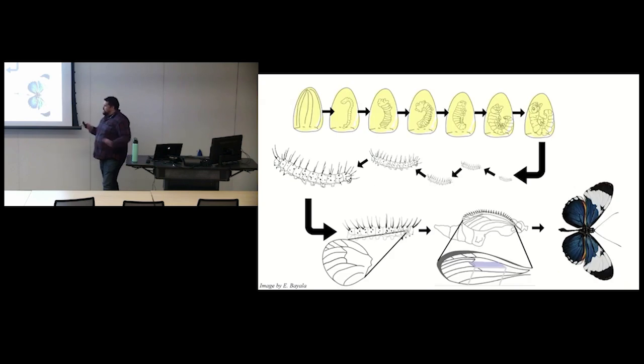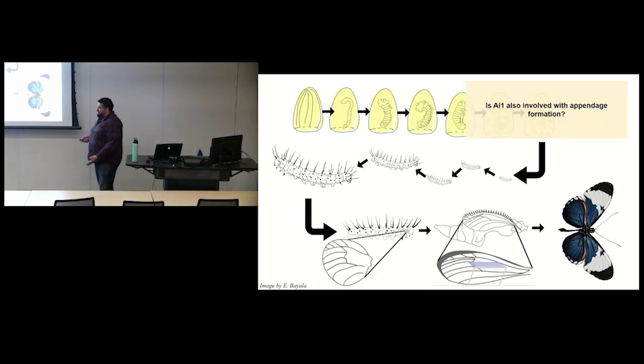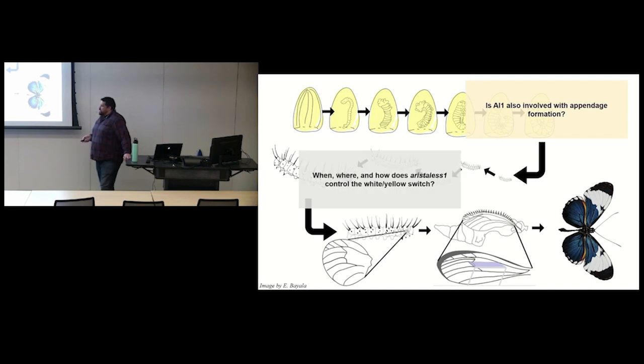I now wanted to put forward specific questions that I'm going to try to answer. One of the first things I did in my PhD was try to figure out whether aristaless 1 still has this appendage role, but in the embryo. Whether the same things we see in other insects hold true when we think about aristaless 1. Then I shifted to wings and butterfly pigmentation to ask when in the development process aristaless activity works, and how that activity leads to white and yellow decisions. So, how ultimately these genes make you white or make you yellow.